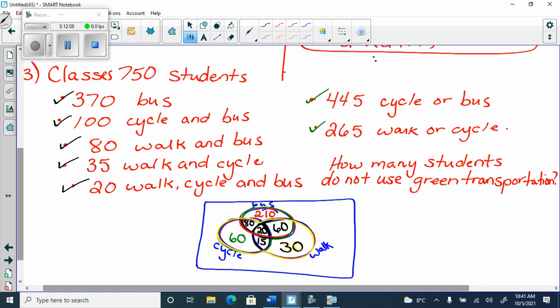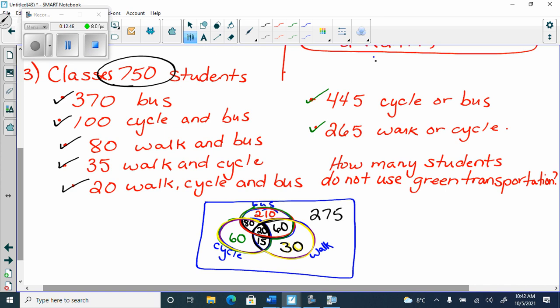Remember I told you with Venn diagrams, you should have 8 numbers with 3 circle Venns. With 2 circle Venns, you should have 4 numbers: the outside, the middle, and then the one way on the outside. On a 3 Venn diagram, you should have 8. I currently have 1, 2, 3, 4, 5, 6, 7. I need the outside. How do I do that? Yeah. So I do 750 minus all these numbers. Did anyone get a number? What did you get? 275. We agree? And that's my answer.